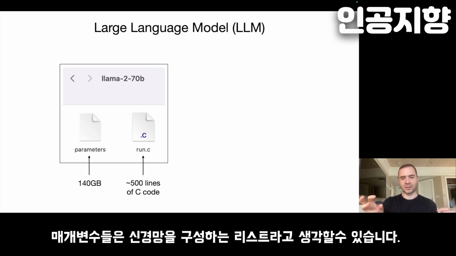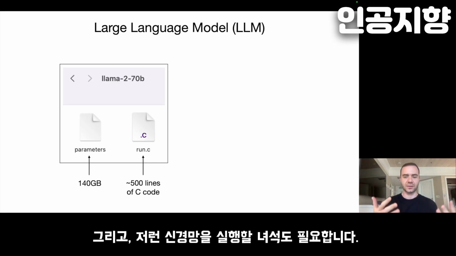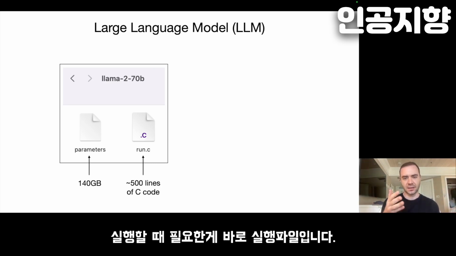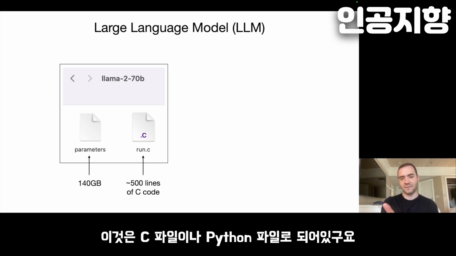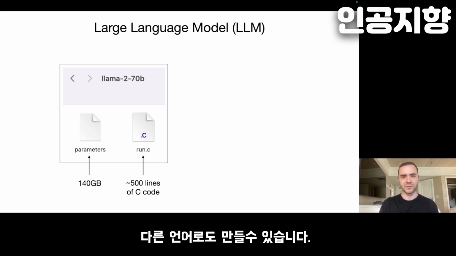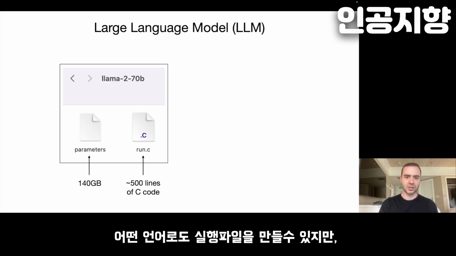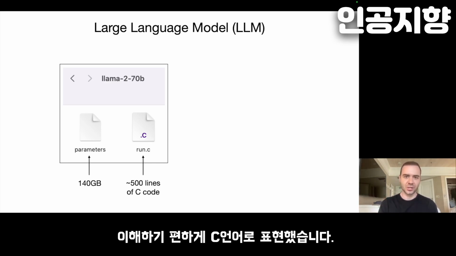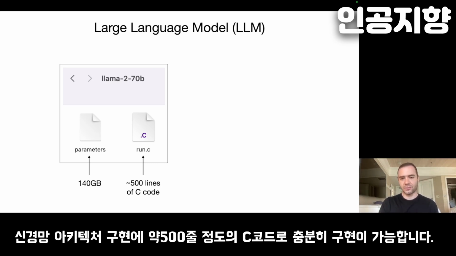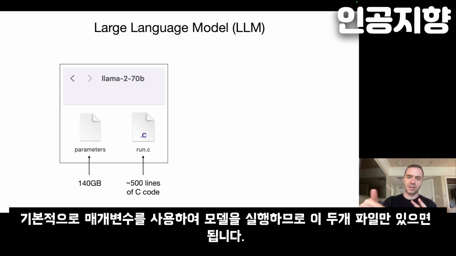Now, in addition to these parameters, that's just a large list of parameters for that neural network. You also need something that runs that neural network. And this piece of code is implemented in our run file. Now, this could be a C file or a Python file or any other programming language, really. It can be written in any arbitrary language, but C is a very simple language, just to give you a sense. And it would only require about 500 lines of C with no other dependencies to implement the neural network architecture, and that uses the parameters to run the model. So it's only these two files.